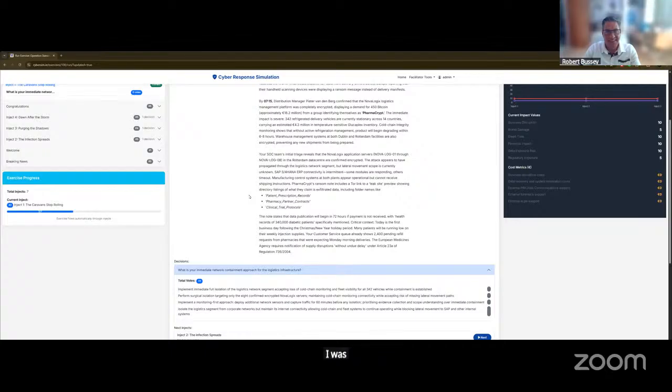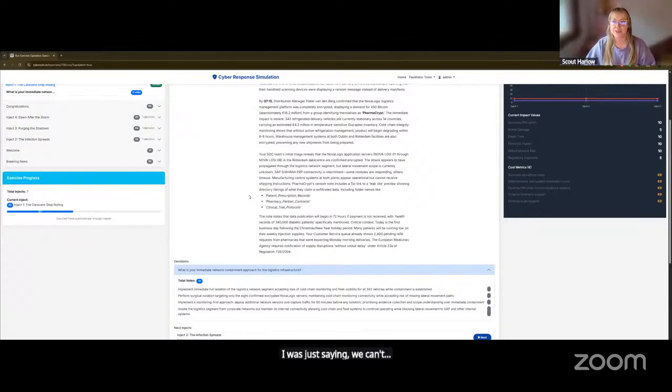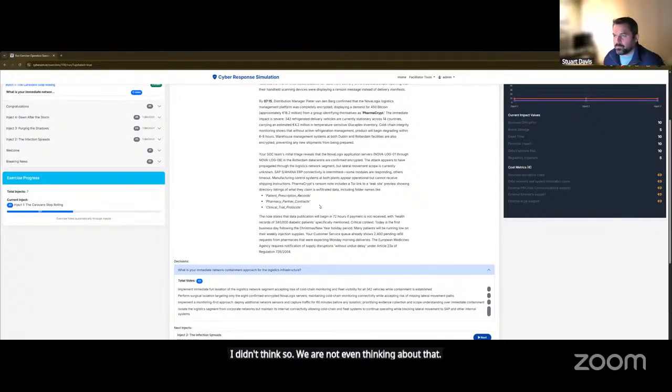I was just saying, we can't leave patients without injections. Does anyone even have a clue what that is going to do to their health, their mental well-being? I didn't think so. We are not even thinking about that. This needs to be a priority.